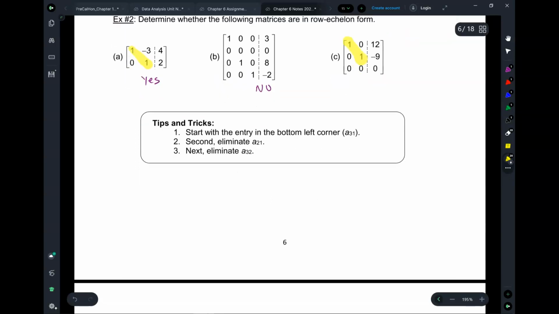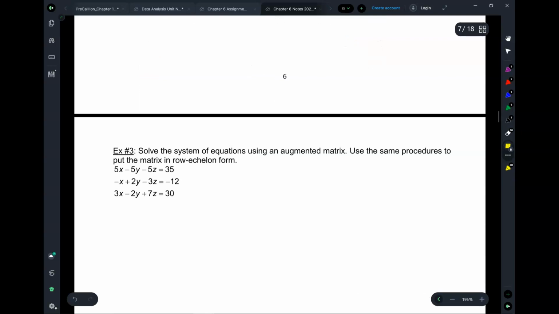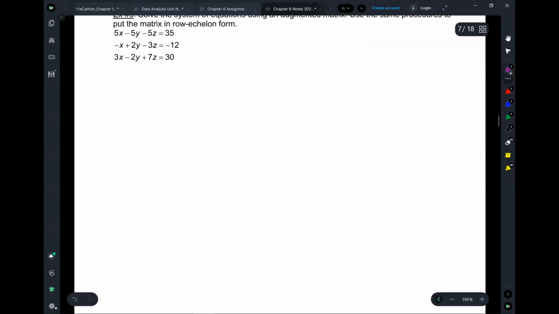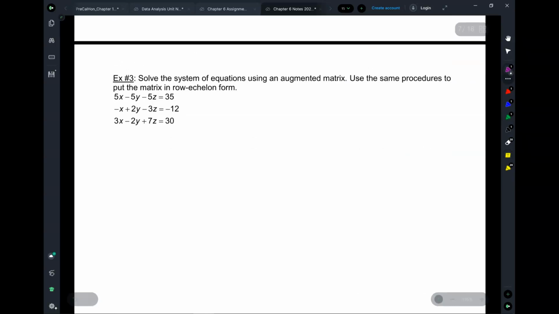Okay, so we're going to do the same thing. And again, we're going to do the same order as before. We're going to start with the bottom left, then the one right above, and then to the right. So same order as before. Take a look at this one. So we're going to solve this matrix, the one that was over there, using row echelon form.